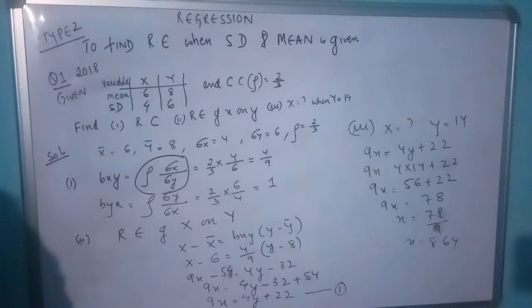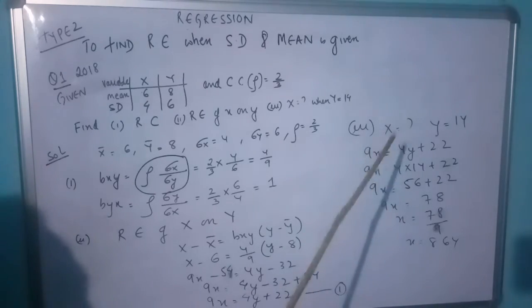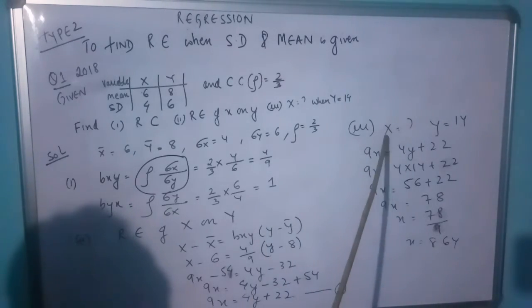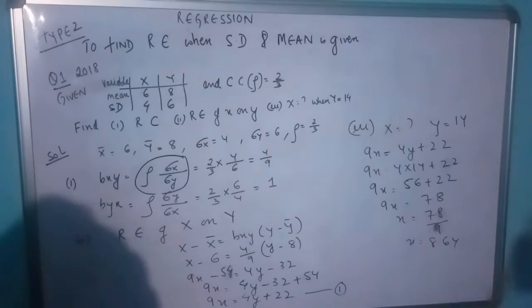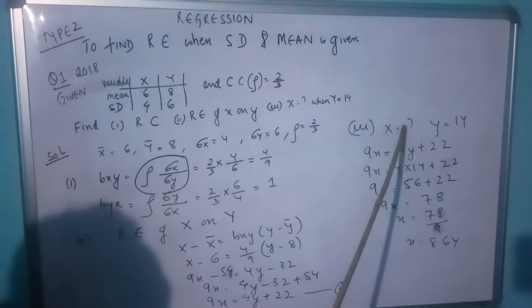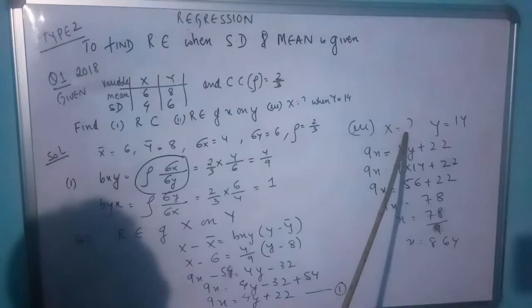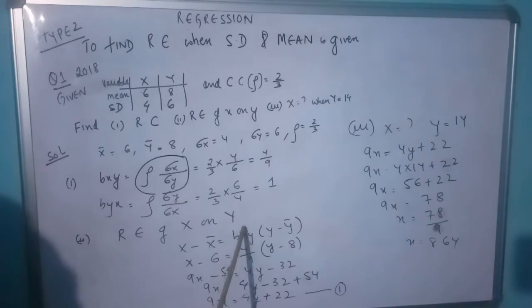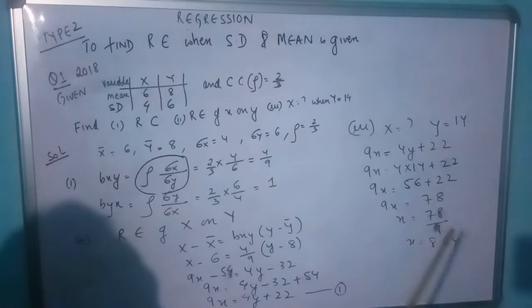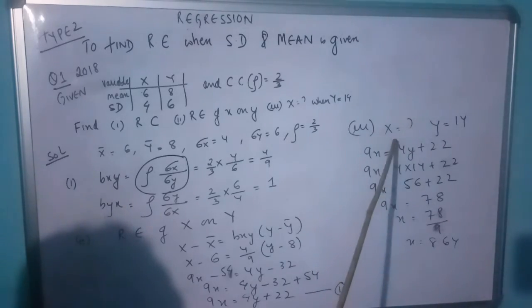I'll revise one more time. Whatever variable they tell you to find, you have to use that equation. Like in this case, you have to find x. That's why you have to use regression equation of x on y. If the question was to find y, you have to use regression equation of y on x. Please don't forget that. Now let us get the value of x also.